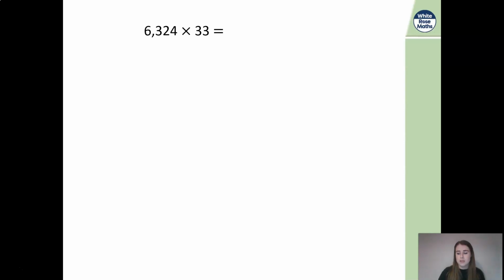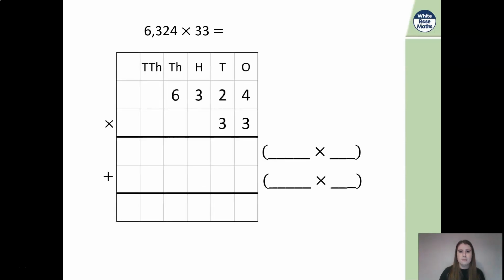So let's consider this question, 6,324 multiplied by 33, okay? Pause the video and have a think. What are my two calculations going to be in this box here? And see if you can have a go at working it out on your piece of paper. Pause the video and have a go.